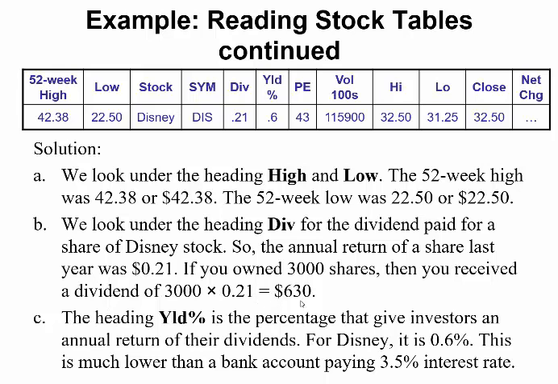They gave you a check, literally just for owning 3,000 shares. They gave you $630. All right, the heading Yield is the percentage that gives investors an annual return on their dividends. So for Disney, it's 0.6%. This is the percent yield.